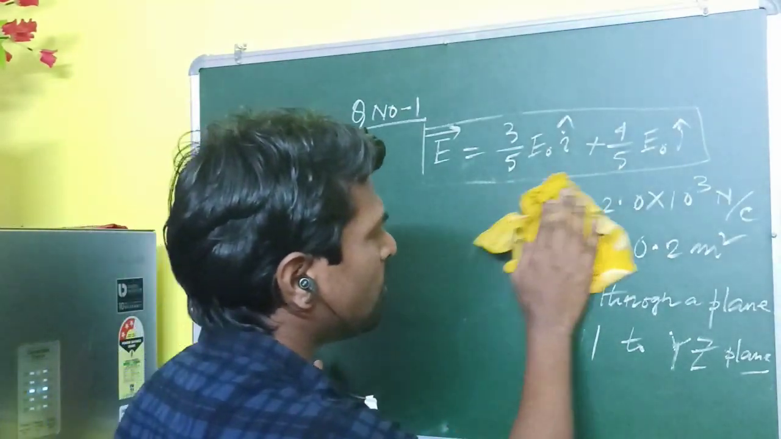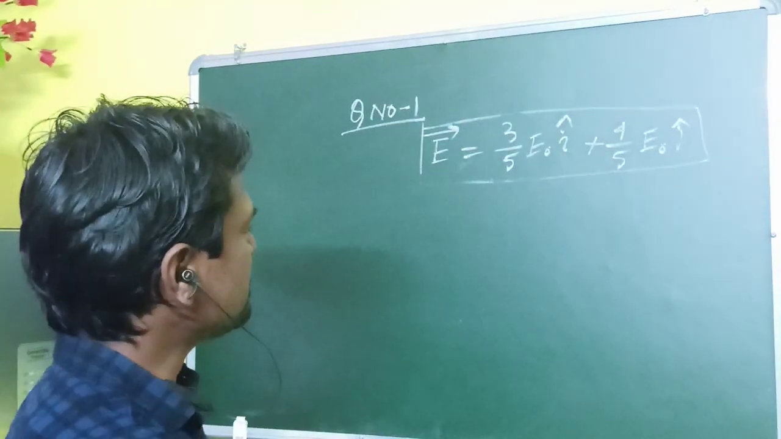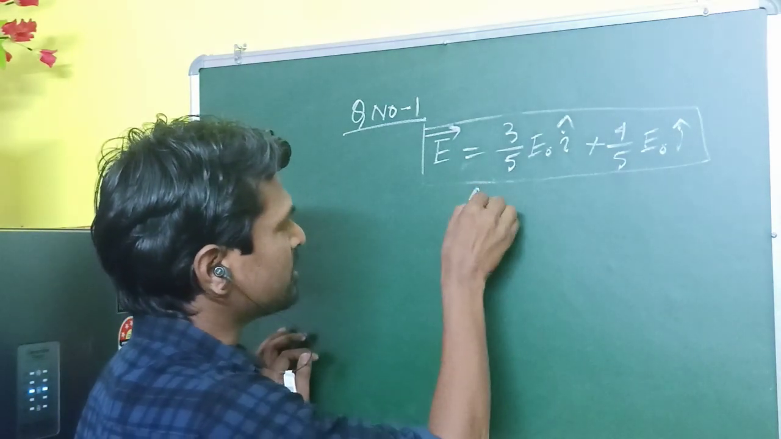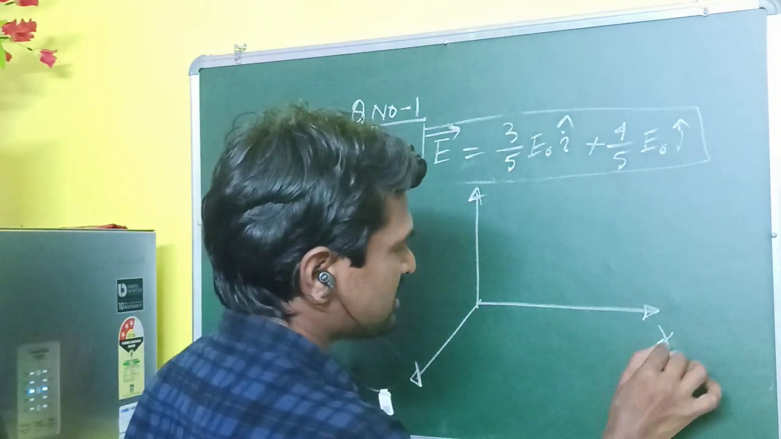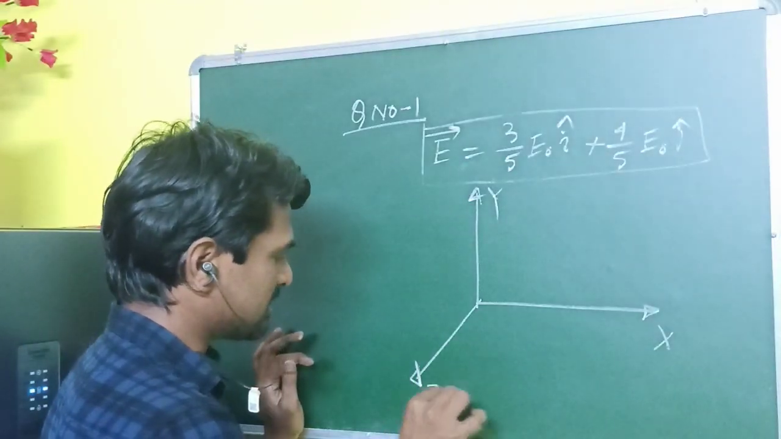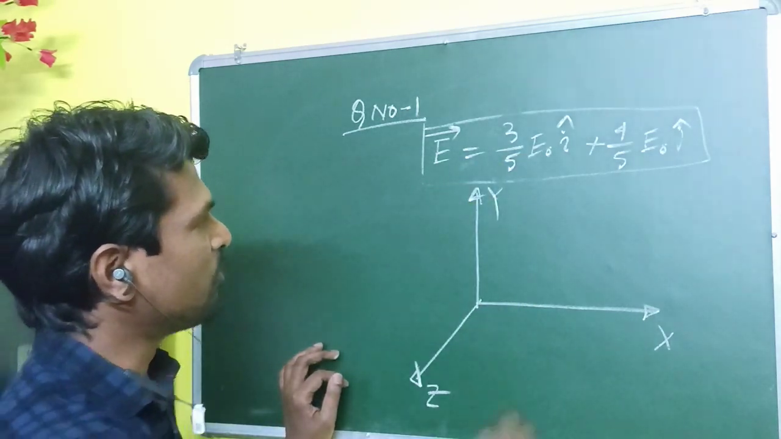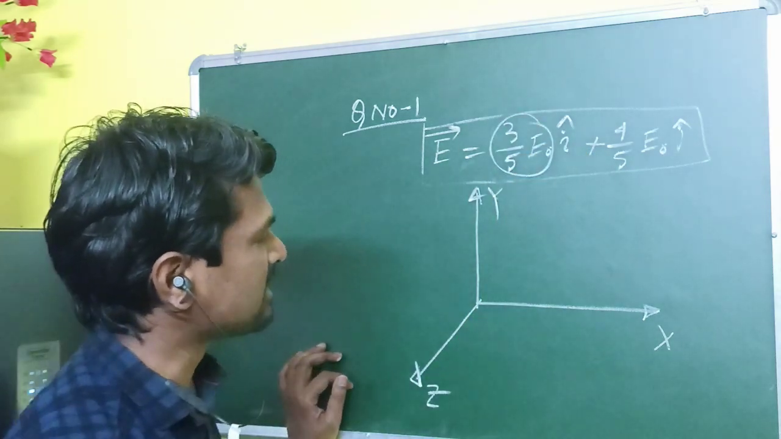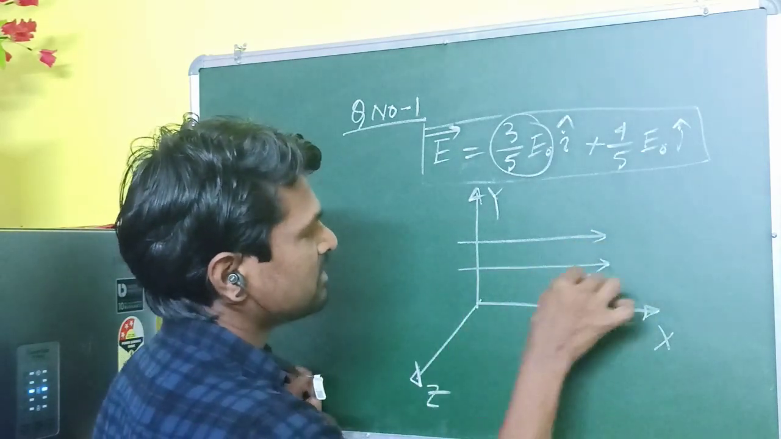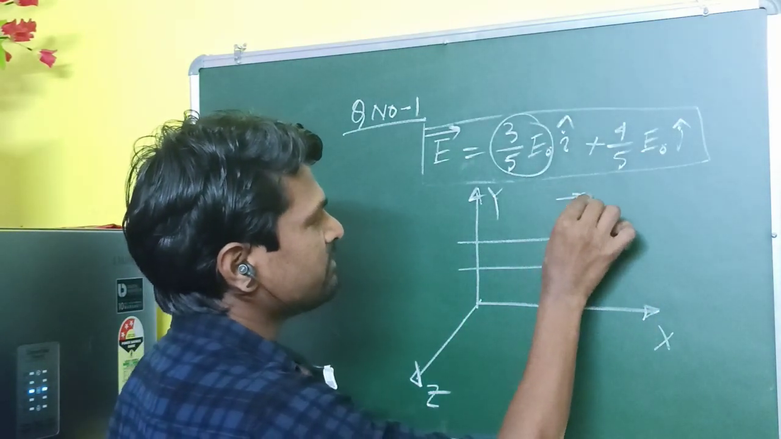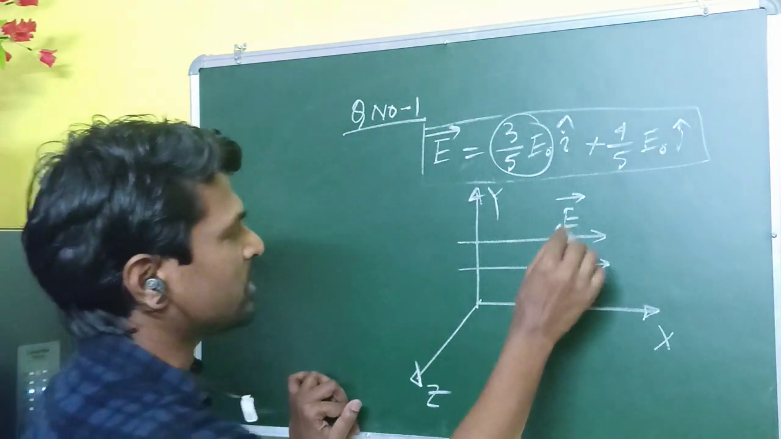First of all, students, for each and every numerical, first realize and figure out that particular numerical. So x, y and z are the three axes, and according to this space vector, a component of the electric field acts along the x-axis. That's why I can write here, this is the representation symbol, and this is the E vector along the x-axis, the x component.